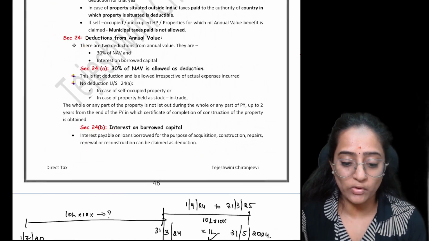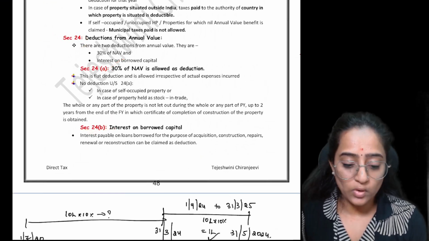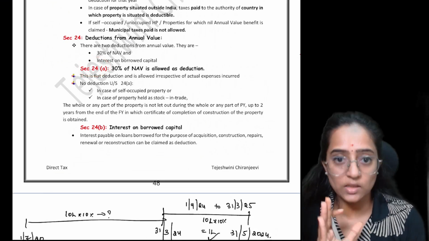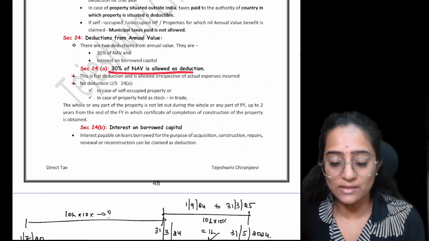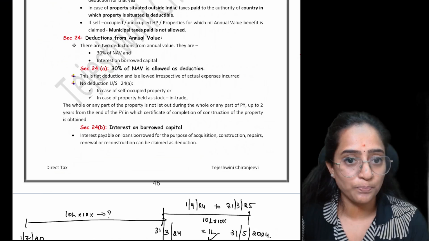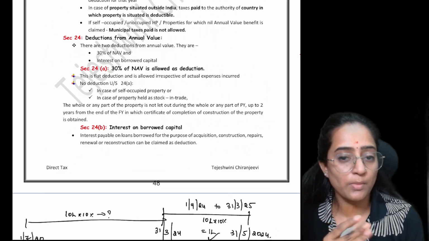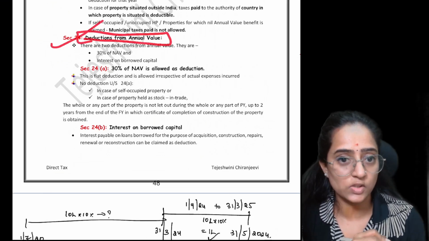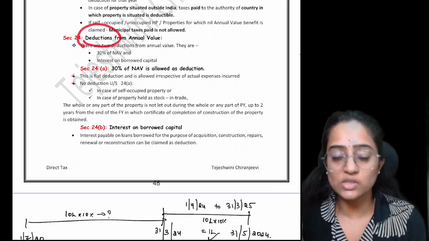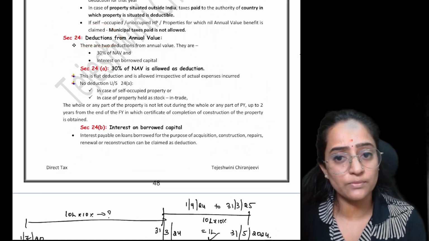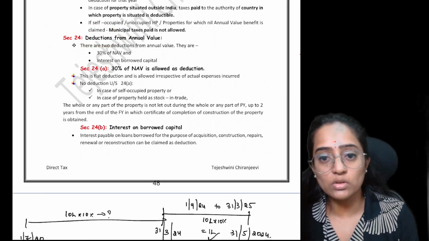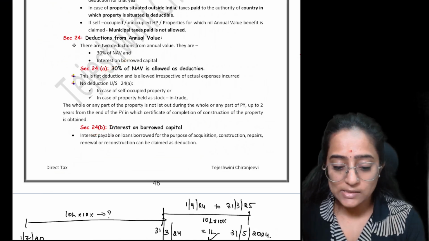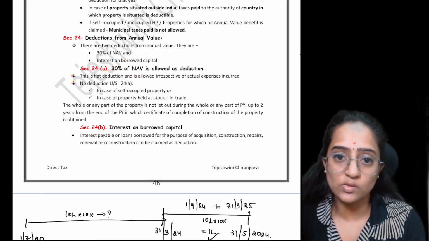You can take two: 24A and 24B. 24A speaks about 30% of the net annual value as the deduction. That is, a flat deduction of 30% would be available for you. When you're computing the income from house property, you have something called deduction from the annual value under section 24. This is the only deduction which is allowed under income from house property. Section 24 has the subsections 24A and 24B.